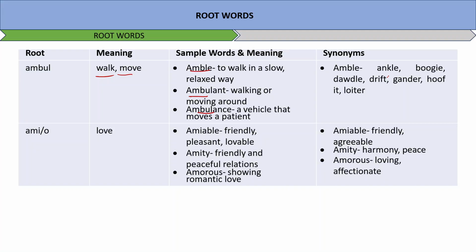Whereas ami or amo means love: amiable, to be friendly, pleasant, lovable. Amiable, friendly, agreeable. Amity, like Amity University, friendly university. Peaceful relations, right? Friendly and peaceful relations. Amity means harmony, peace. These are some of the synonyms which you can associate, right? Amorous means showing romantic love, loving, affectionate, right? Being considerate, thoughtful. So these are some of the meanings which we can associate here.